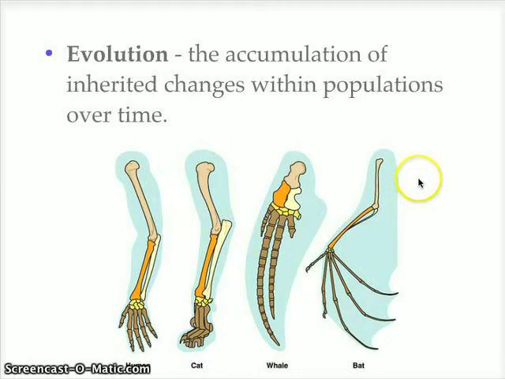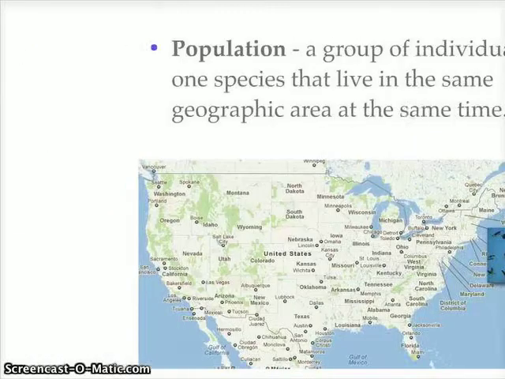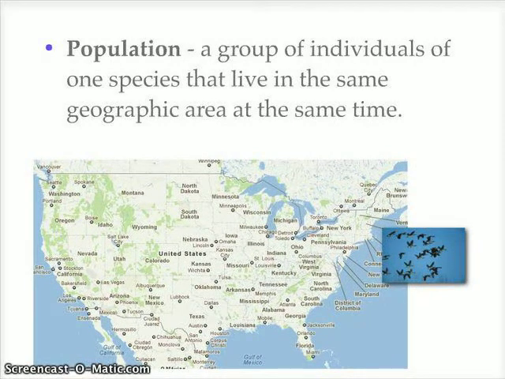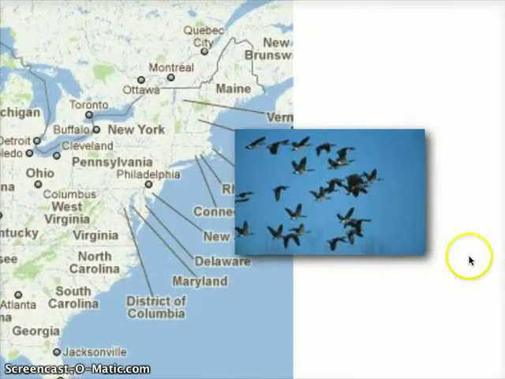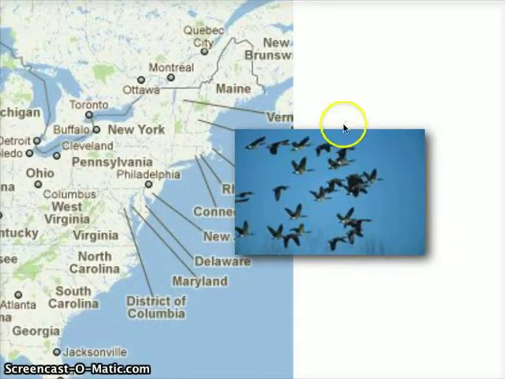that it can produce. And so when we talk about populations, I'm talking about a group of individuals of one species that live in the same geographic area and at the same time. And a good example of that would be the Canada geese. This is a flock of Canada geese. They're migrating south, and Canada geese can actually be found in temperate and Arctic regions of North America, as well as Northern Europe.